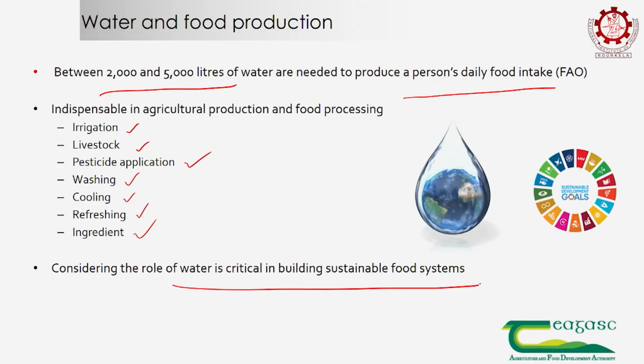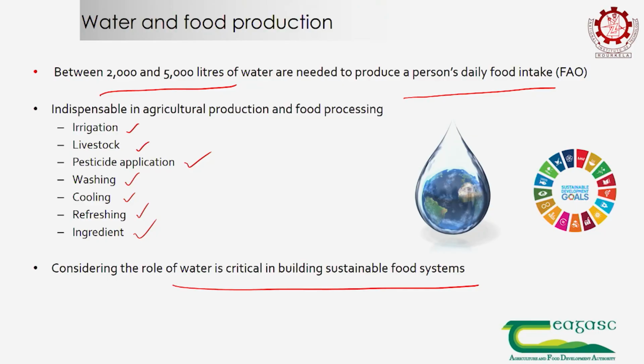Drinking water is less, 3 to 5 liters. Water is required for bathing and other things. So water is required at every stage. So water is very, very critical for a sustainable food system.